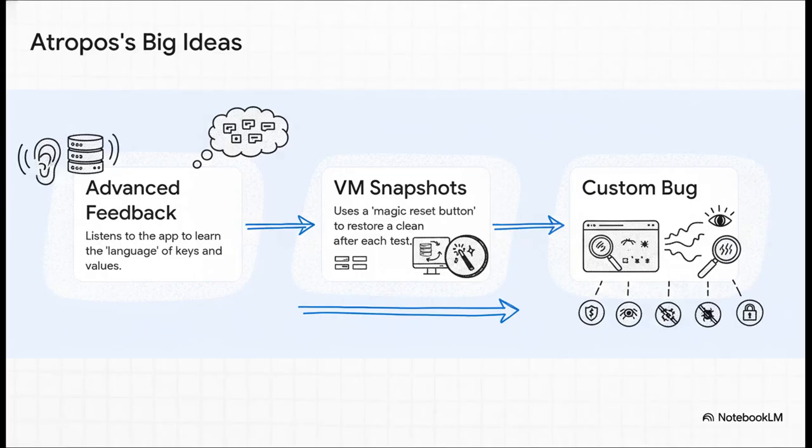So how does it pull this off? How does it tackle those three huge challenges we just talked about? Well, it's brilliant, really. First, for that complex interface problem, it uses what's called advanced feedback. It literally listens to the app to figure out the secret language of keys and values it needs to speak. Second, to deal with that whole stateful mess, it uses a magic reset button. No, really. It runs the app in a virtual machine, so after every single test, bam, it can hit reset and go back to a perfectly clean slate. And finally, to spot those silent but deadly bugs, it has custom sensors, specialized detectors that are built to find 8 different types of common web vulnerabilities, none of which cause a crash.